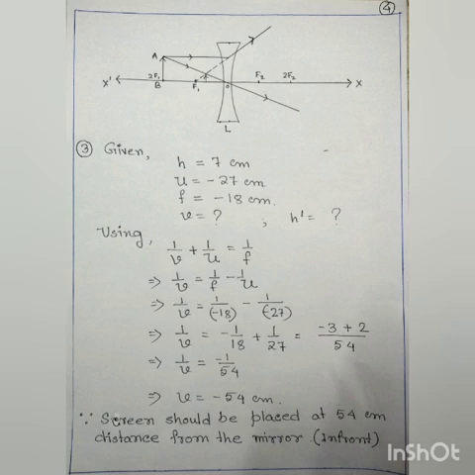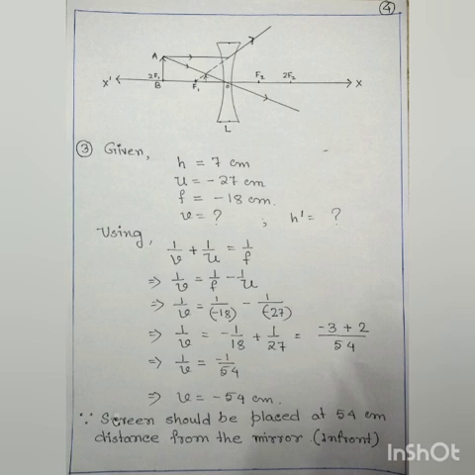An object of size 7 centimeter is placed 27 centimeter in front of a concave mirror of focal length 18 centimeter. At what distance from the mirror should a screen be placed so that a sharp focused image can be obtained? And find the size and nature of the image. Now see here given informations. Height of the object, that is h, is equal to 7 centimeter. Object distance u is minus 27 centimeter.